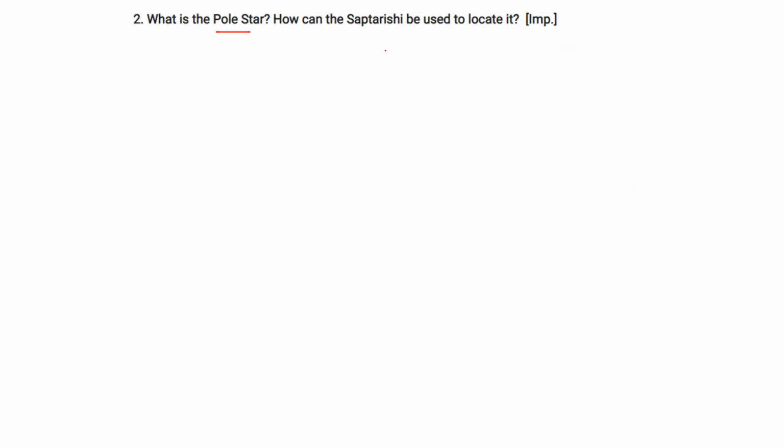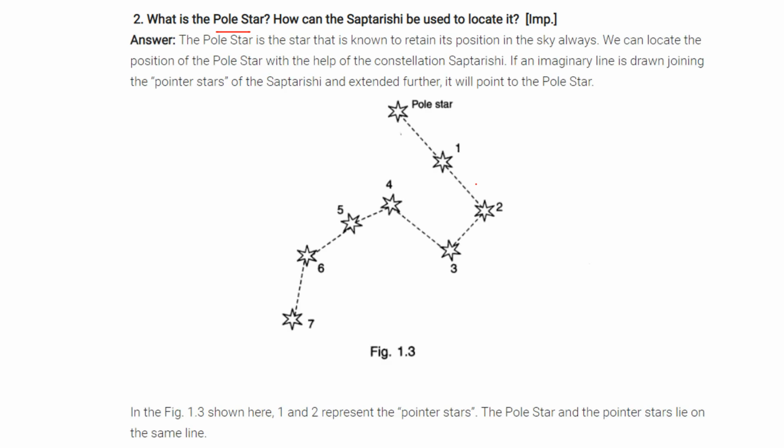How can the Saptarishi be used to locate it? So this is a Saptarishi and this is a pole star. A pole star is a star that is known to retain its position in the sky always. It will always be in the same position. So we can locate the position of the pole star with the help of the constellation which is called Saptarishi.